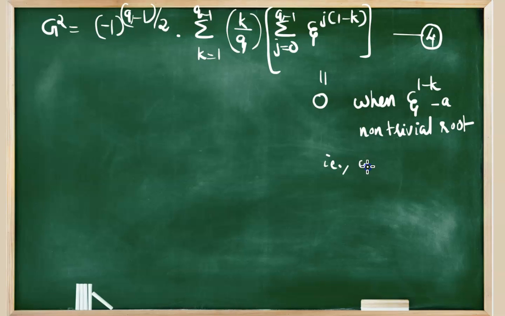That is, when k is not equal to 1. Since we know that when k is equal to 1, this theta raised to 1 minus k will become theta raised to 0, which is equal to 1, and we know that 1 is a trivial root. So, this theta raised to 1 minus k will give us a non-trivial root only when k is not equal to 1. So, whenever k is not equal to 1, this inner sum will be equal to 0.